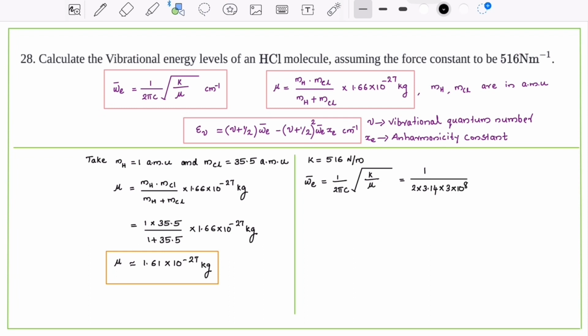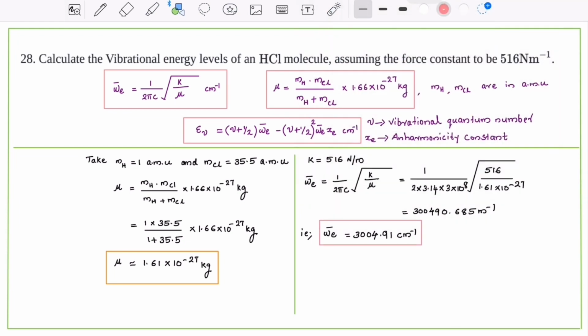ω_e bar is equal to 1 by 2 into 3.14 into 3 into 10 raised to 8 square root of 516 divided by 1.61 into 10 raised to minus 27, and this is equal to 300,490.685 meter inverse. That is ω_e bar, that is equal to 3004.91 centimeter inverse. Thus we have evaluated ω_e bar.